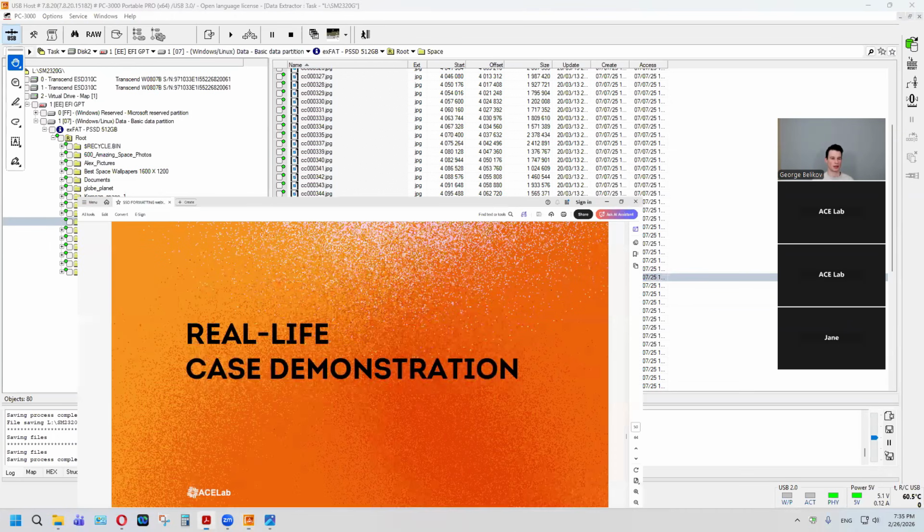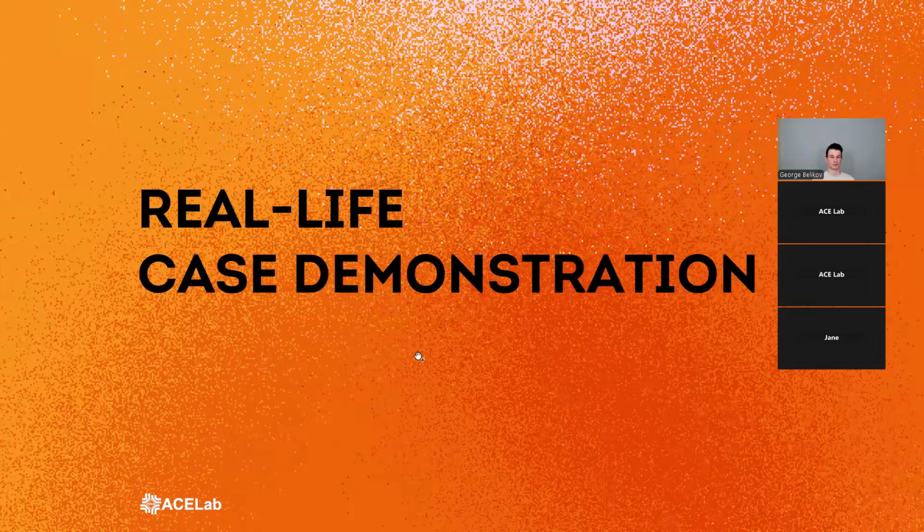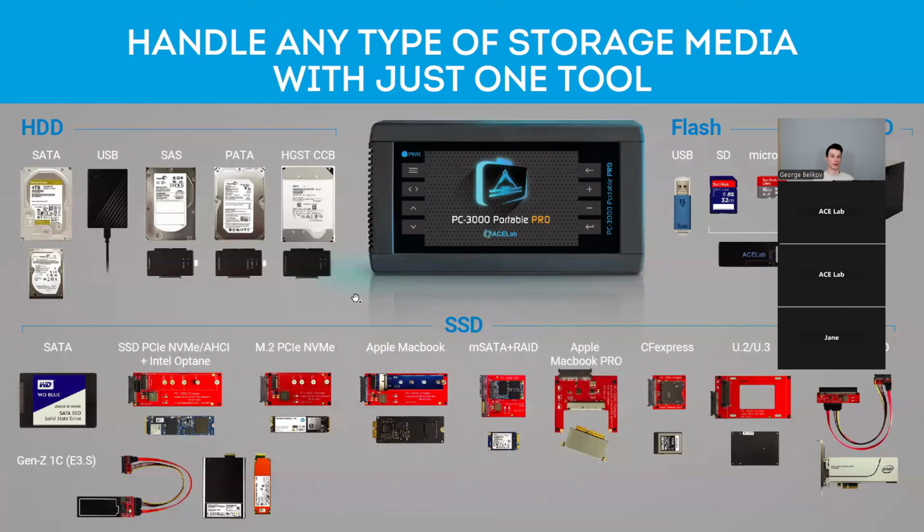So let's quickly return to the presentation. And as I was saying, this demonstration of real-life cases has been done on the PC3000 Portable Pro. This is our flagship device that provides you the possibility to handle pretty much any type of storage media with just one tool. We can work with hard disk drives, both classic, SMR, SAS, PATA, CCB drives, and so on and on.